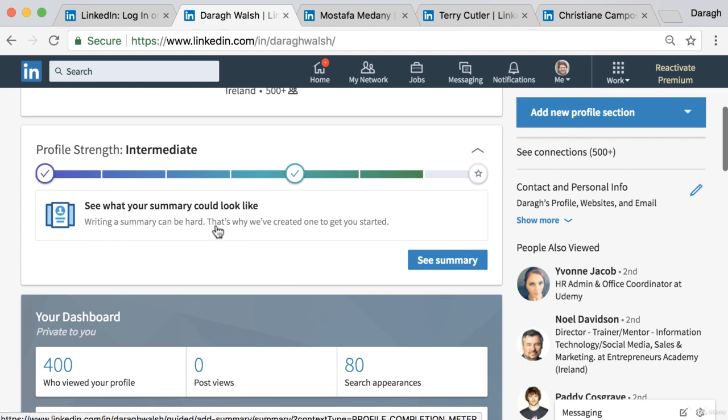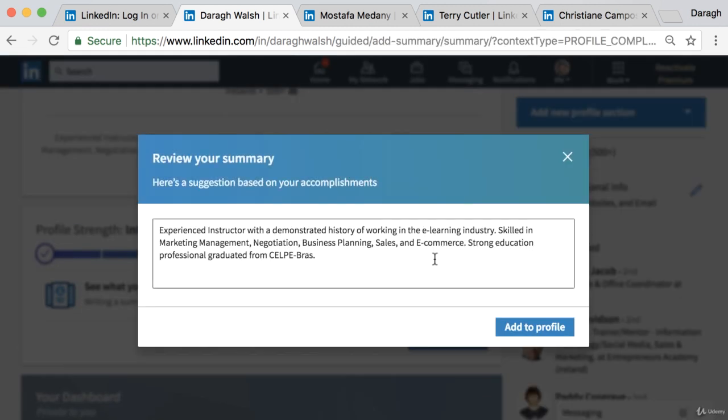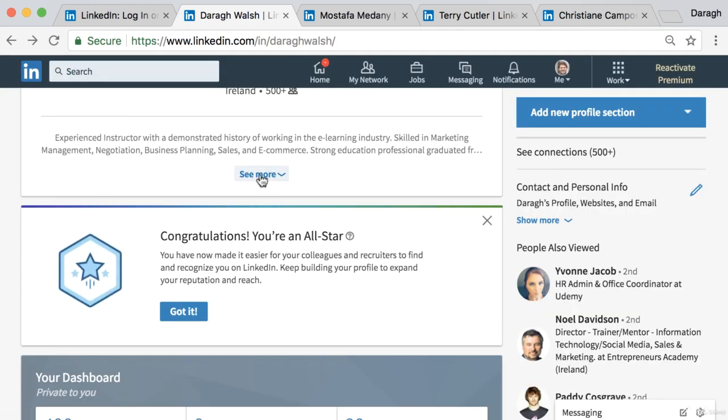So writing a summary can be hard. That's why we've created one for you to get started. So if I look at this summary, it says, experienced instructor with demonstrated history working in e-learning industry, skilled in marketing management, negotiation, business planning, sales, e-commerce, strong education, professional graduated. Okay, so some of that is accurate and actually a surprisingly good summary that they've pulled together through artificial intelligence, I think. So if you have that option, you can just add that in to get started.